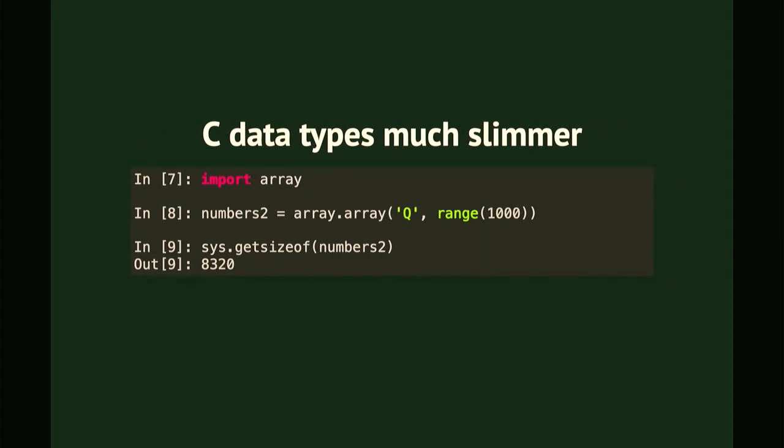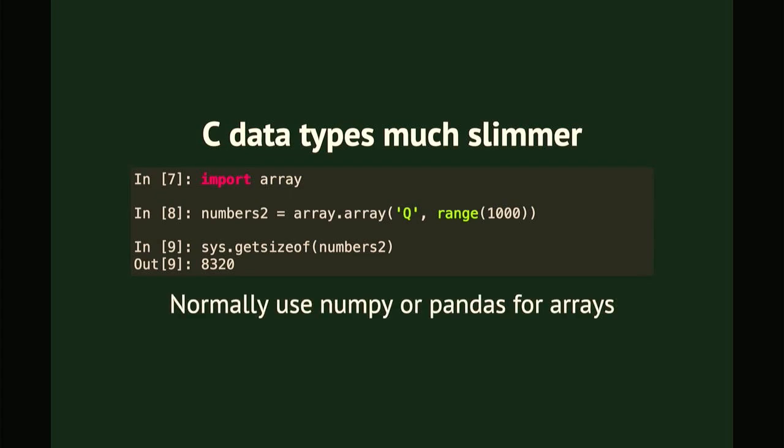But Python has a solution. You can build this object called an array that packs all the numbers together and treats it as one line of memory. And if we build an array of the first 1,000 numbers, then we end up with 8,320 bytes. There's a little bit of overhead, but it's nowhere near as much. So it's a bit more reasonable.